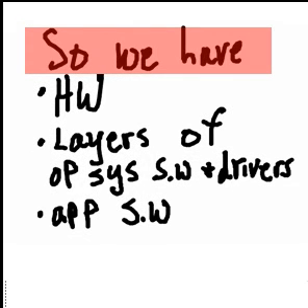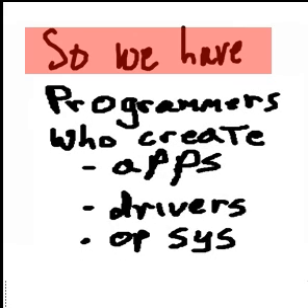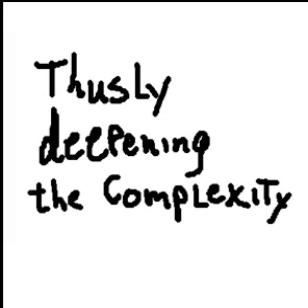So we have hardware, layers of operating system software and drivers, and application software. We also have device manufacturers who create newer components, and programmers who create applications, drivers, and operating systems, thusly deepening the complexity.